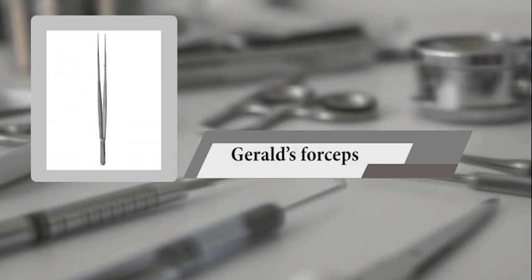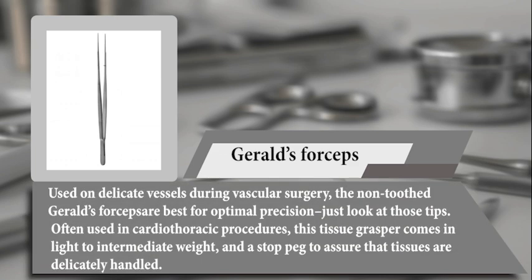interfering. Gerald's forceps, used on delicate vessels during vascular surgery. The non-toothed Gerald's forceps are best for optimal precision. Just look at those tips. Often used in cardiothoracic procedures, this tissue grasper comes in light to intermediate weight, and a stop peg to assure that tissues are delicately handled.